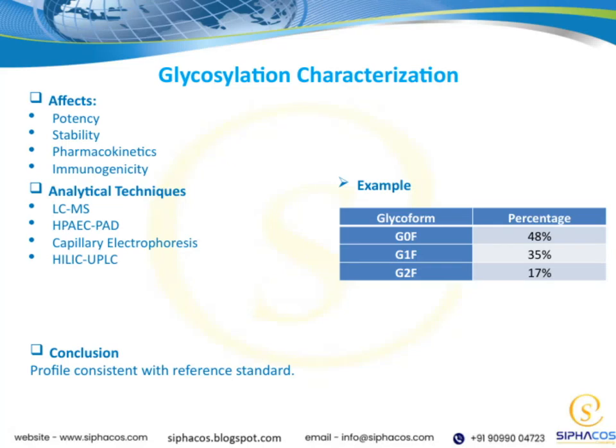Let's wrap up with an example that ties everything together. Here, the glycoform profile matches the reference standard, showing a clear distribution across G0F, G1F, and G2F types. This characterization is crucial because glycosylation impacts key drug attributes, potency, stability, how the body processes it, and immune response. To analyze these features, we rely on techniques like LC-MS, HPAEC-PAD, capillary electrophoresis, and HILIC-UPLC. Each method gives us a different lens on the molecule's complexity.